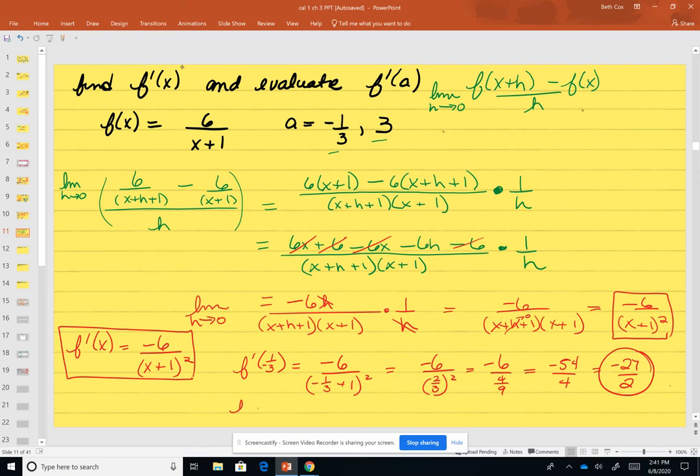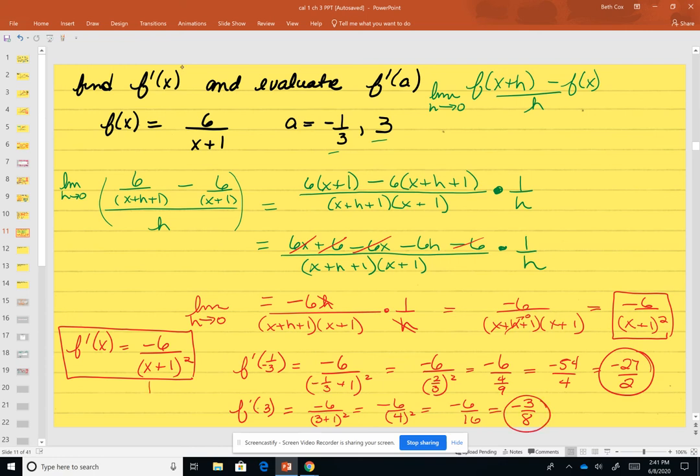All right, and now we're going to do our derivative evaluated at 3. And we got negative 6 over 3 plus 1 squared, which is negative 6 over 4 squared. It's negative 6 over 16, which is negative 3 over 8. Okay, so there we go.